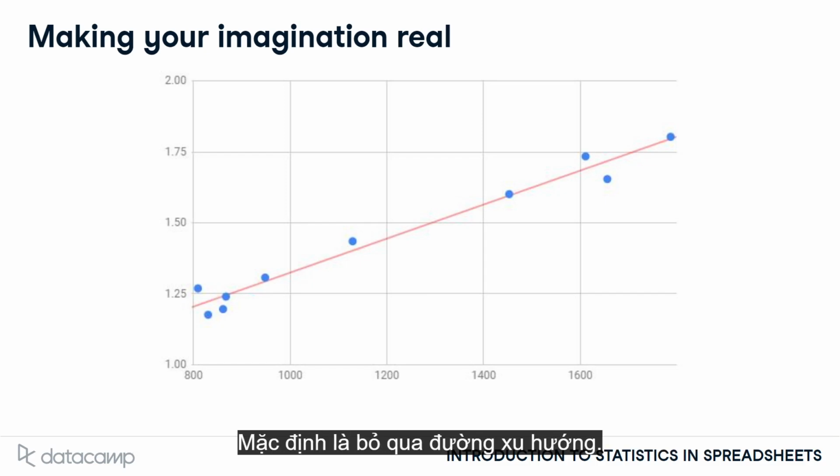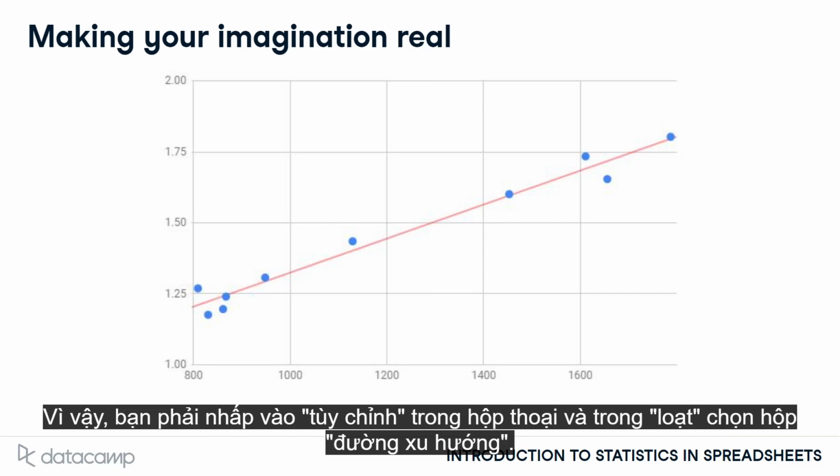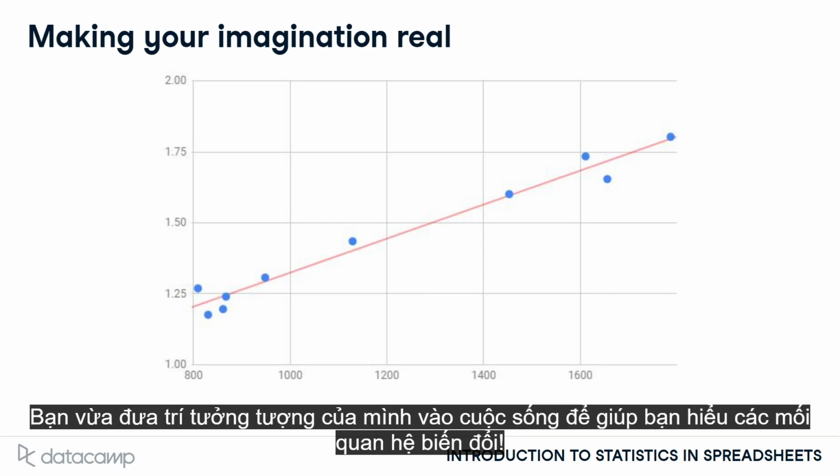The default is to leave out the trend line, so you have to click Customize in the dialog, and under the series, check the trend line box. You just brought your imagination to life to help you understand variable relationships.